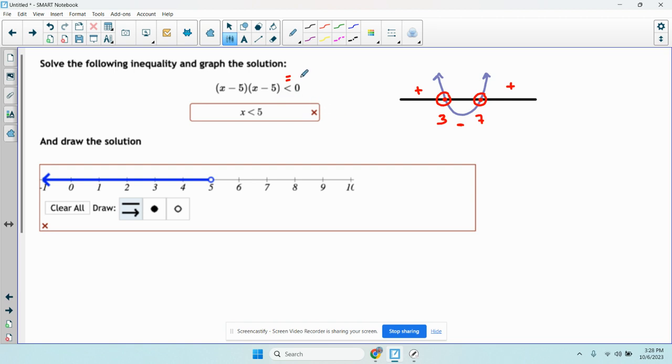So if I'm looking for the sections of the graph where it's specifically less than 0, the answer here would be x is between 3 and 7. Obviously, that's not the answer to this one, so let's figure out what this specific answer is going to be.